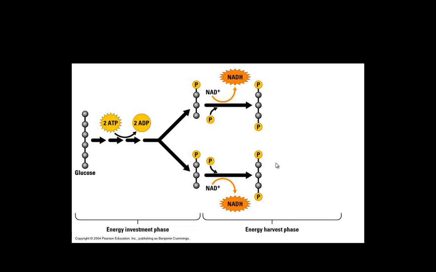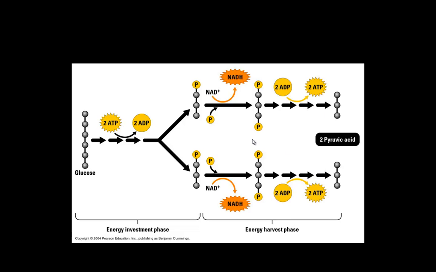Okay, now in the next stage, we're going to create 4 ATPs. Here you can see we're creating 2 ATPs up here, and down here we're creating 2 ATPs. So we've made 4 ATPs, and we've used 2 ATPs over here. So the overall amount of ATPs, or the net ATPs that we create, is 2 total.